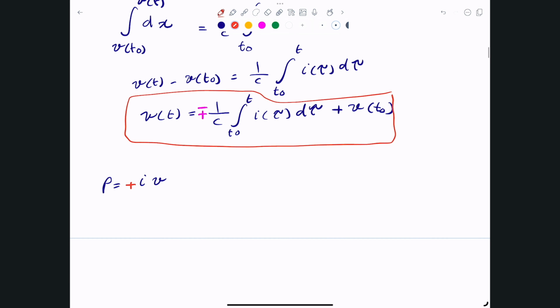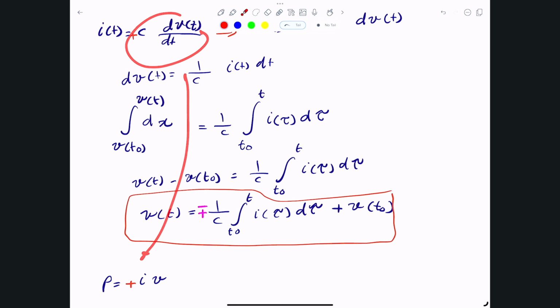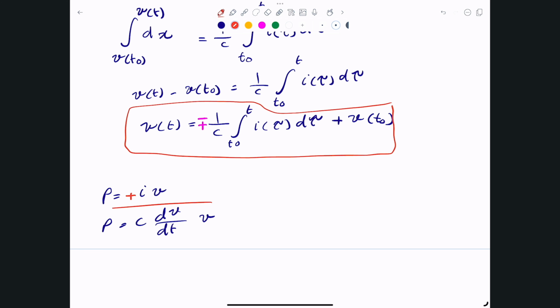So you can just compute the I and the V, but what we can do is take this equation and put it in here. So I know what the I is. I is C times dV divided by dt, and that's times V. So you can compute the power this way. This is one equation to compute the power.